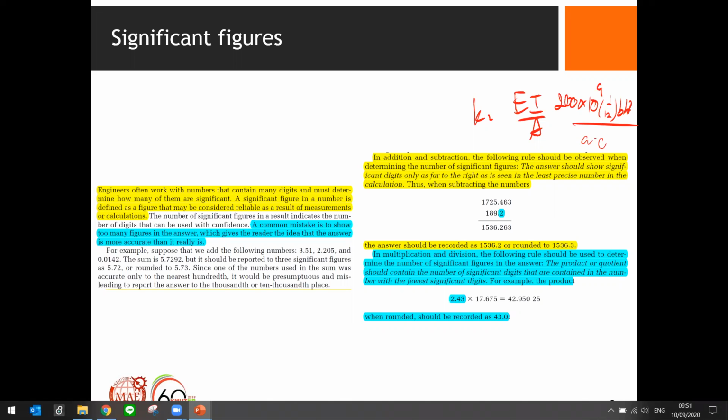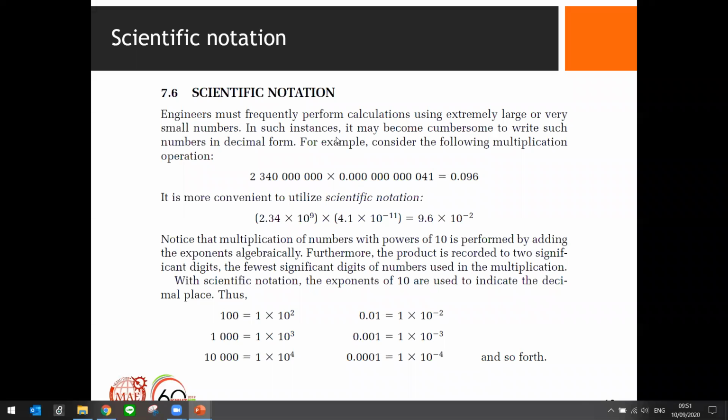However, if you use scientific notation or metric notation, you might consider the unit in meter, right? And in meter, if you place just two digits, that means you are considering your problem at the scale of millimeter, not down to the micrometer scale. Okay, and this is the scientific notation we usually use a lot in our calculations.